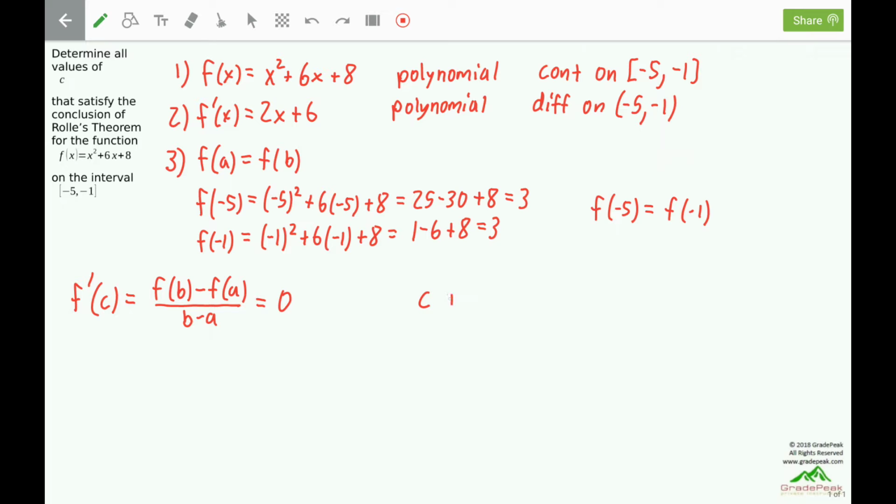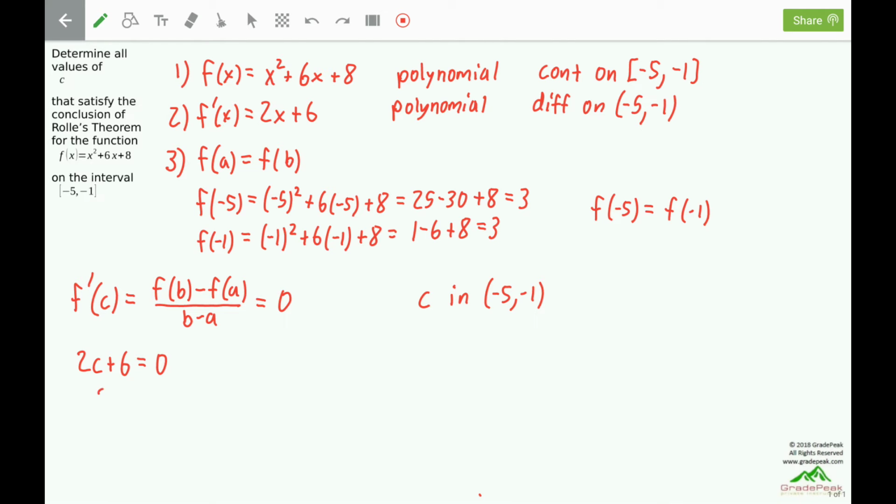For some c in the open interval, there's going to be at least one c, perhaps more, that make this true, that will end up in that interval of -5 to -1. The left side, we want to evaluate the derivative at c. That's done by plugging the c into the derivative function. That will give 2c plus 6. The right side is 0 for the Rolle's theorem special case of the mean value theorem.